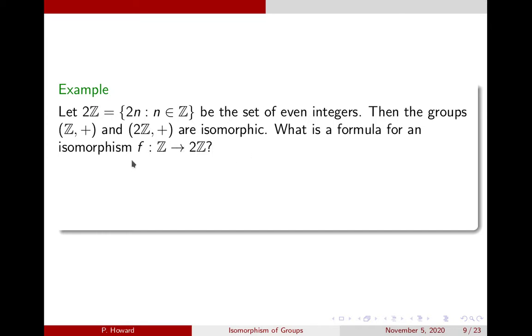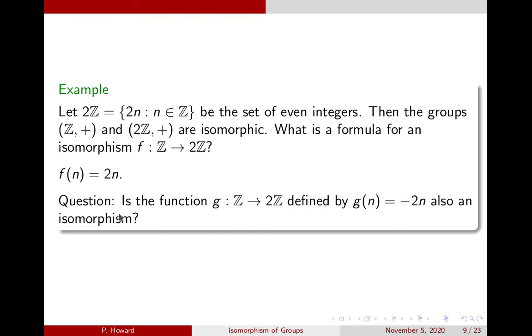So what is a formula for an isomorphism, a function from Z to 2Z? Well, there is one obvious function from the integers to the even integers, the function defined by f of n equals 2n. This will take an integer input and give you an even integer output. We would have to prove that it's actually an isomorphism, but rather than do that, we're going to look at a second example where we will give the proof.